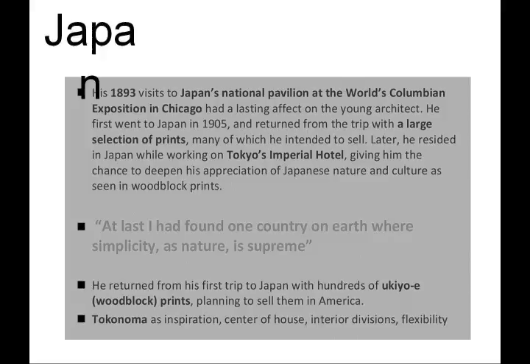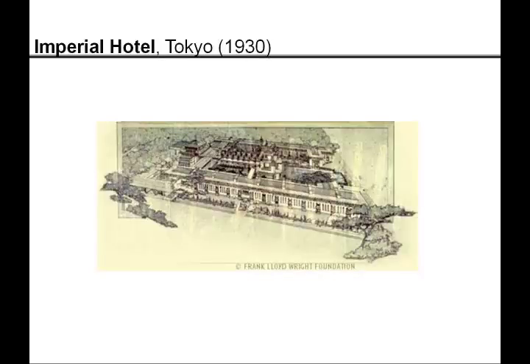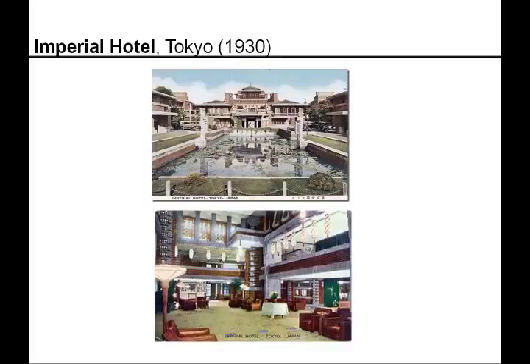And I love this quote. He says, "At last I have found one country on earth where simplicity as nature is supreme." And in his project for Tokyo's Imperial Hotel, he lived and worked there, and he had the opportunity to learn more about Japanese prints. The Imperial Hotel, which we can see here, sadly has since been destroyed, but we can see that linear simplicity and the spatial fluidity that he admired in Japanese architecture, as well as, of course, his own hand in the project. Here are some old postcards.